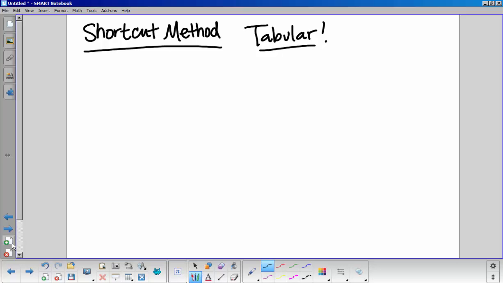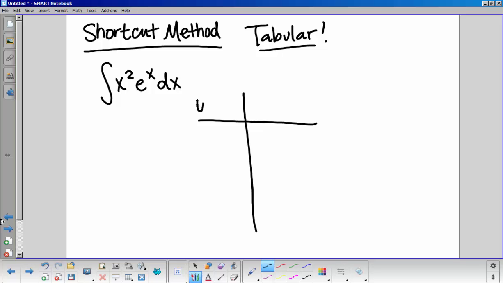Tabular. So I'm going to suggest to you, let's say we have the integral of x squared e to the x dx. The factors that you're going to use for u go in this part of the table, u and its derivatives. And then the dv's and the integrals are going to go in this column.